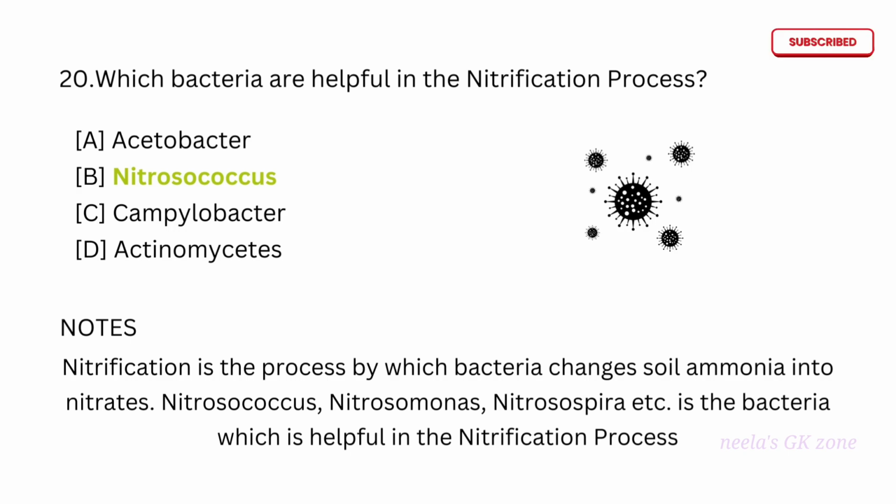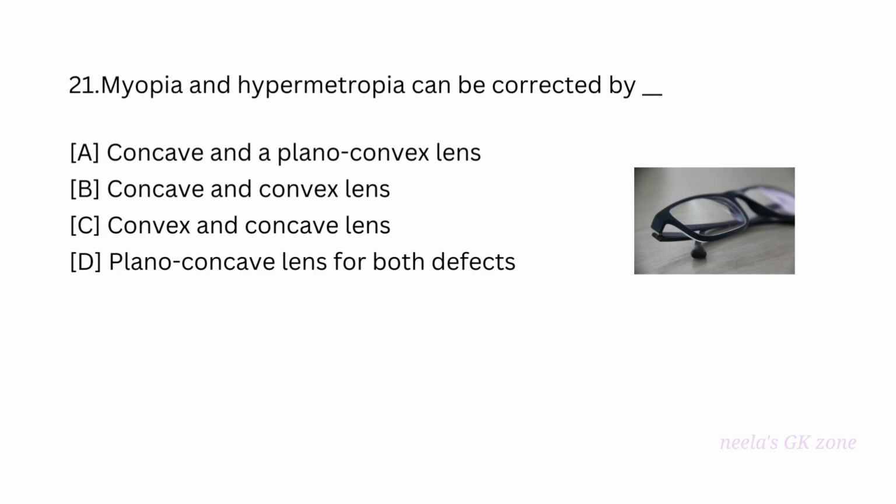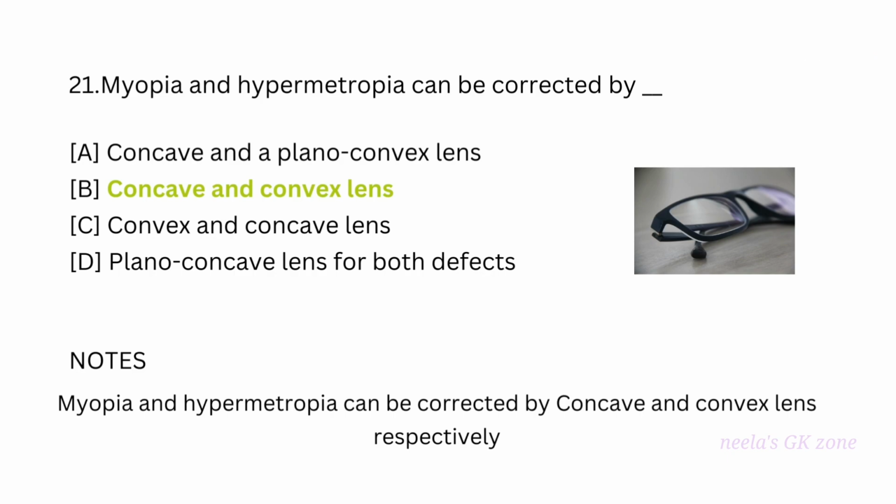And the next question is: myopia and hypermetropia can be corrected by? Options are concave and plano-convex lens, concave and convex lens, convex and concave lens, plano-concave lens for both defects. The answer is concave and convex lens. Myopia and hypermetropia can be corrected by concave and convex lens respectively.